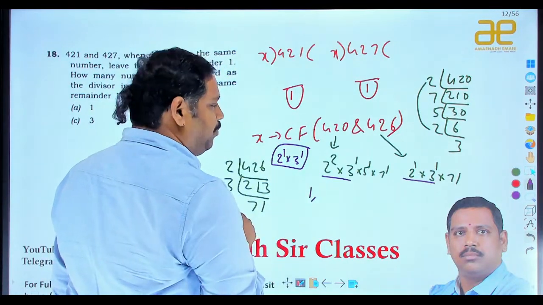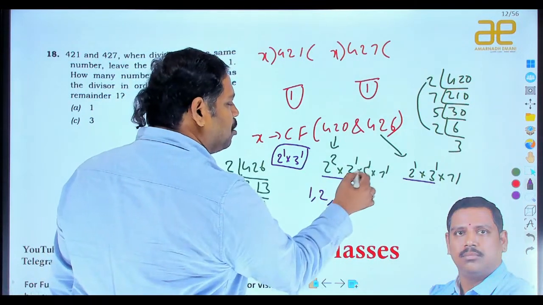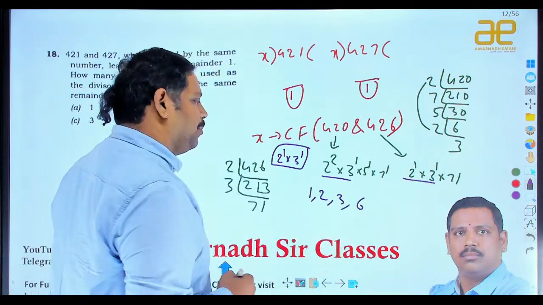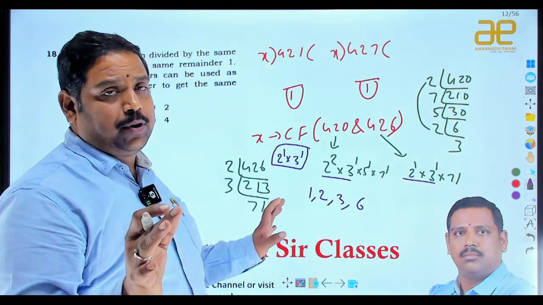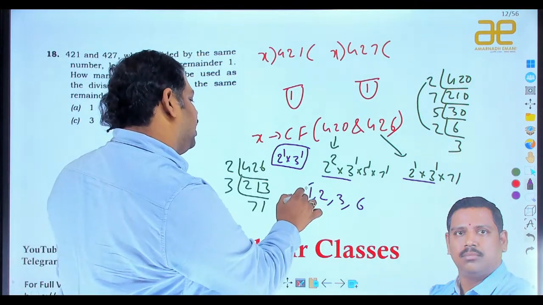1, okay. Both are divisible by 2, right? 2 also okay. Both are divisible by 3, right? 3 is also okay. 2 into 3 is how much? 6 is also okay. Right or wrong? No other possibility. But if you take it 1, okay.